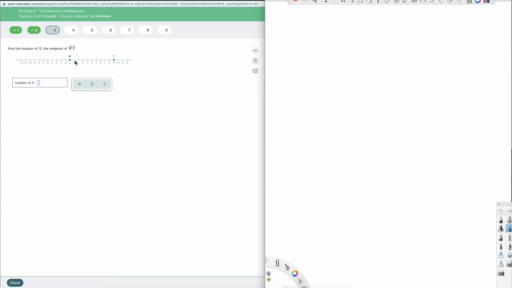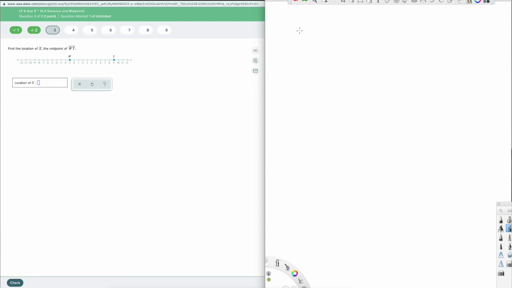Go 1, 2, 3, 4, 5, 6, 7, 8, 9, 10. So there's 10 spaces here, which makes sense. There's 1 to the left for the -1, and there's 9 more to the right. So there's 10 spaces here. So it's a distance of 10. I don't want the distance. I want the midpoint. So if I know the distance is 10, oops, and I wrote the answer that I was going to talk about.